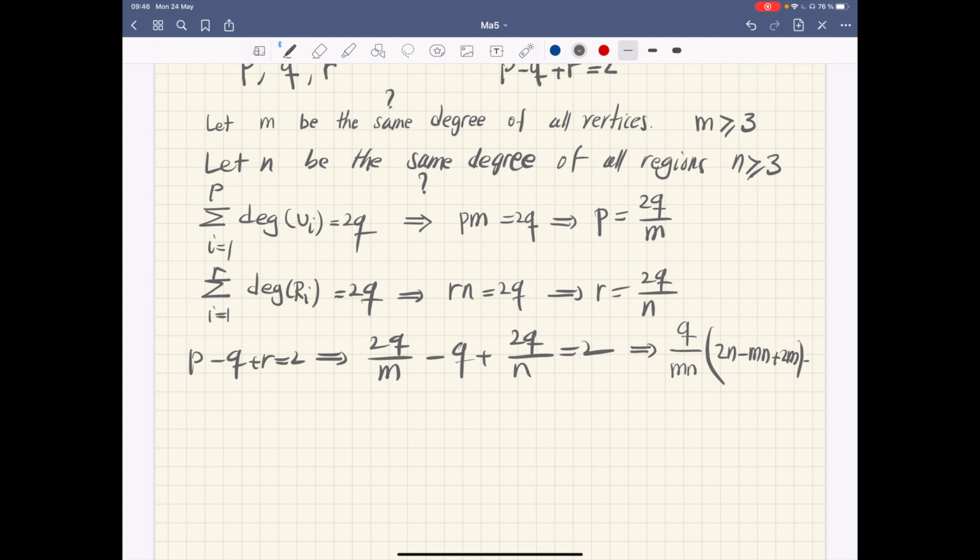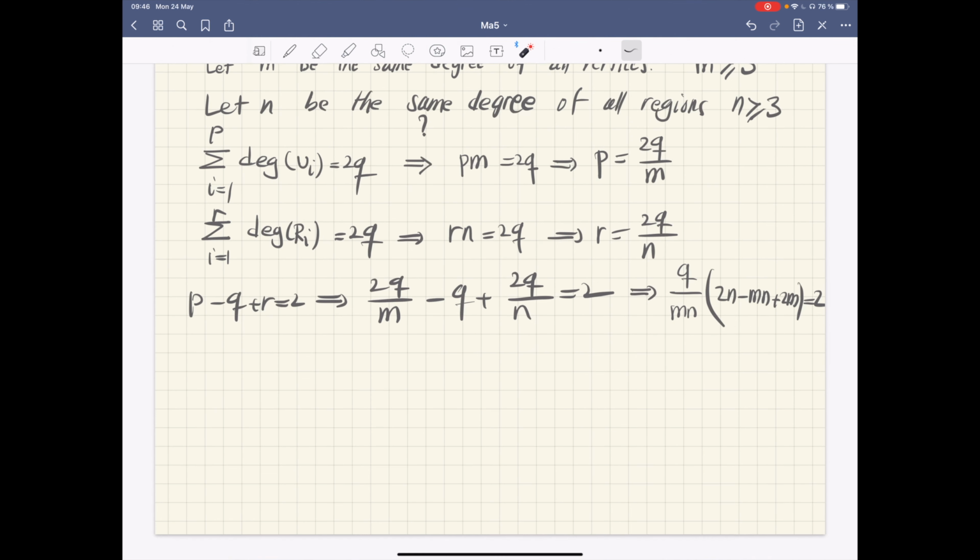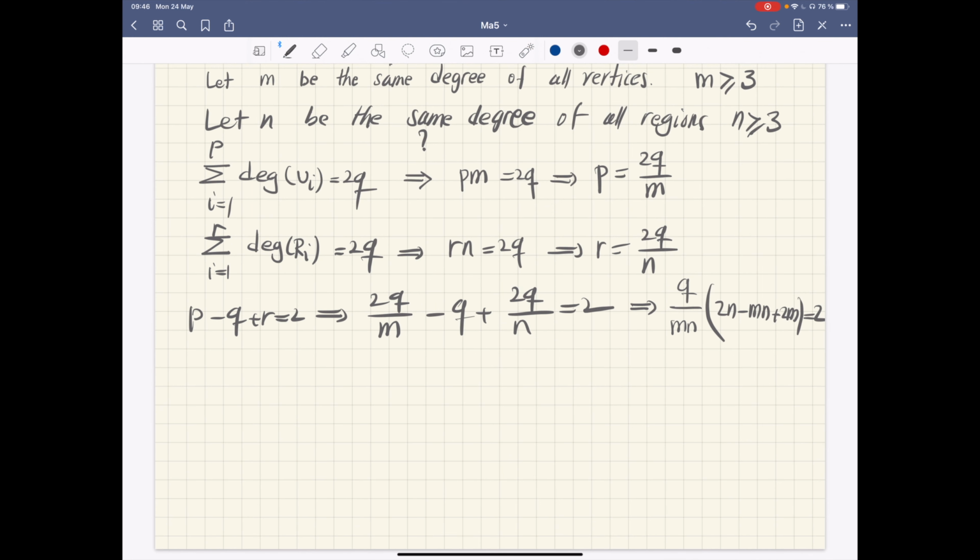Of course, this is simple algebra. So why is what I have written here valid? If you don't believe me, you just multiply this back. If you multiply this back, n and n are cancelled. 2 is multiplied by q, and that's 2q over m. And if you multiply this by the middle term, mn and mn are gone, so it becomes minus q. And the same story, if I multiply this by the last one, m and m are cancelled, so you get 2q over n. Agree? But that's a very crude reasoning.